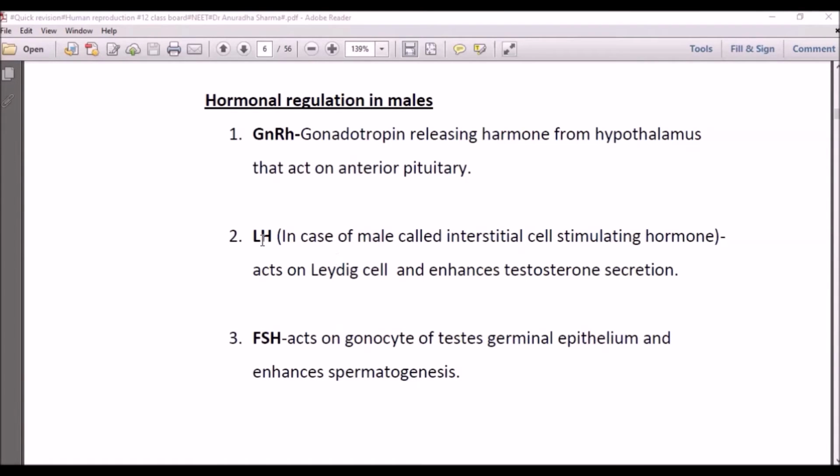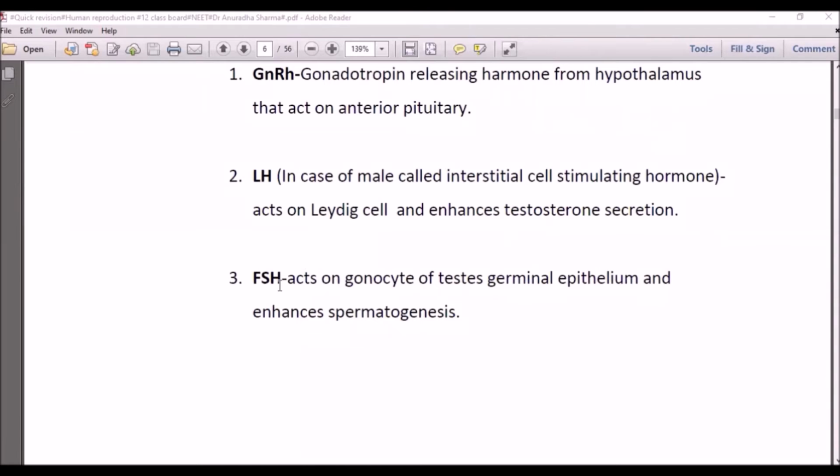So, what does it do? It acts on these Leydig cells and it increases the testosterone secretion. Testosterone, we know that it is found only in males, so it increases this testosterone secretion. Now, third is FSH, that is follicle stimulating hormone.